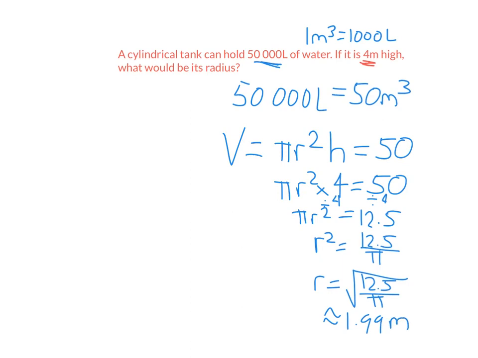So the radius of this tank would have to be 1.99 meters if the volume is to be 50,000 litres. That's how you would do any similar question where you're given the area, surface area, or volume, and you're told to find one of the dimensions like length, width, height, or whatever. Set up an equation and solve it.